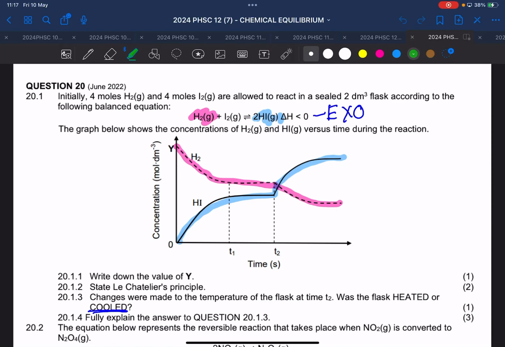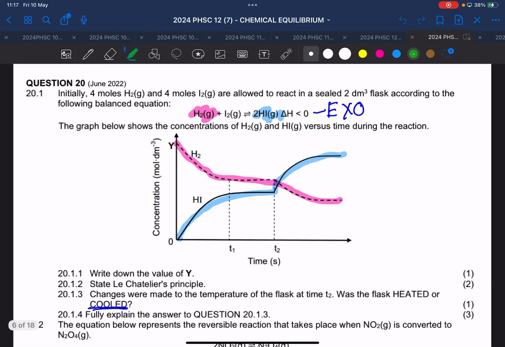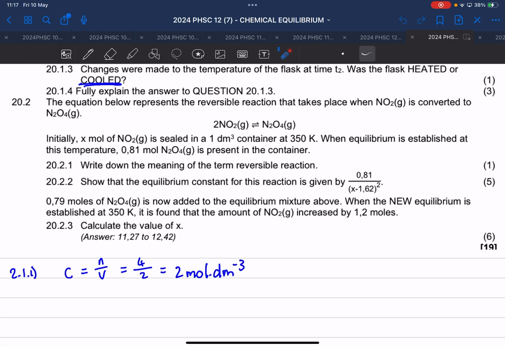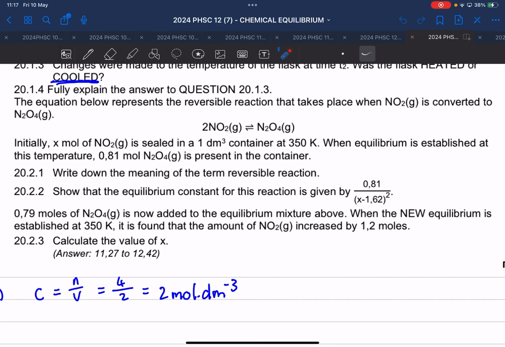With this question from the June 2022 paper. Okay, so we've done the effect of concentration change and the effect of temperature. So question 20.1 is about temperature. We already did that. Now we're going to go to 20.2. The equation below represents the reversible reaction that takes place when NO2 is converted to N2O4.